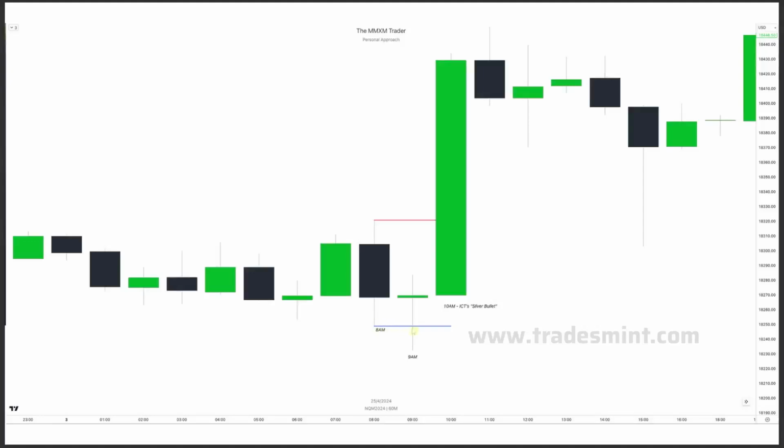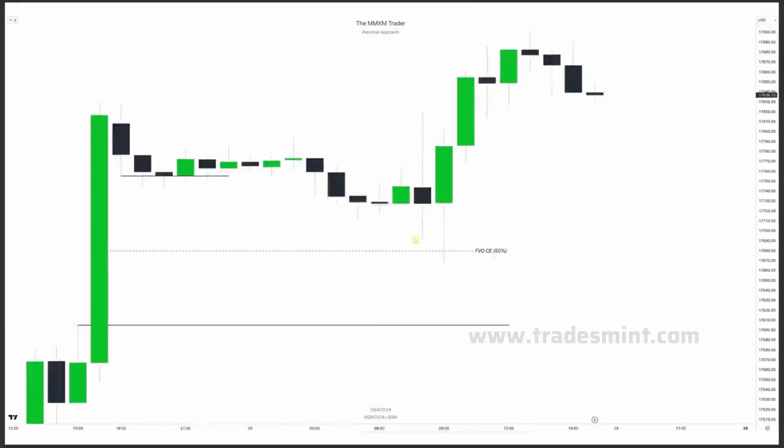We've got an 8 a.m. candle low raided by the 9 a.m. candle. And what is important, right? We want to see that candle close inside of the first candle over here, the 8 a.m. candle. And then 10 a.m. is the silver bullet window, right? And we want to see an expansion higher, respecting the 9 a.m. low and then raiding the 8 a.m. candle high.